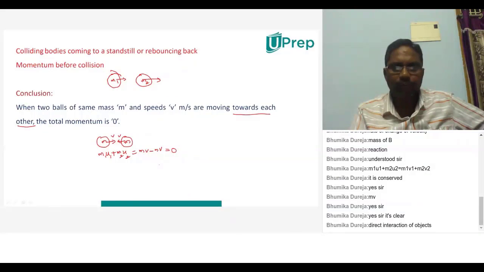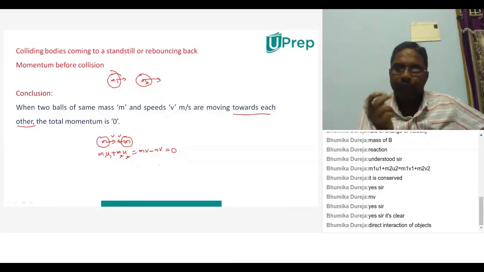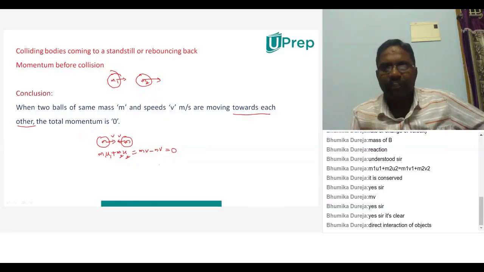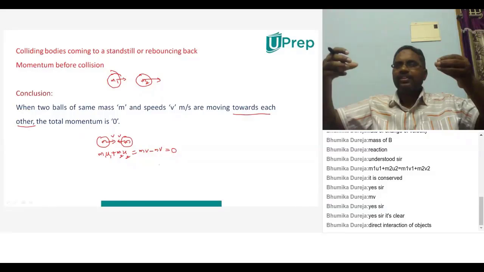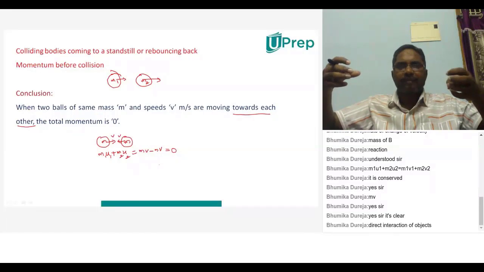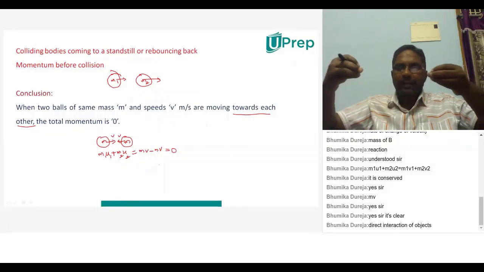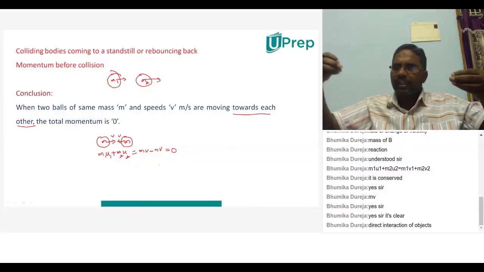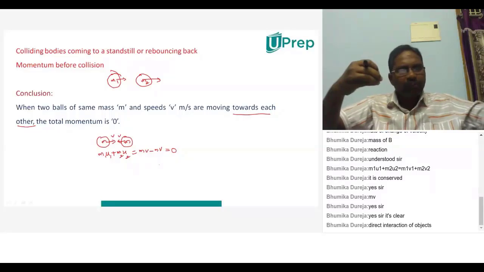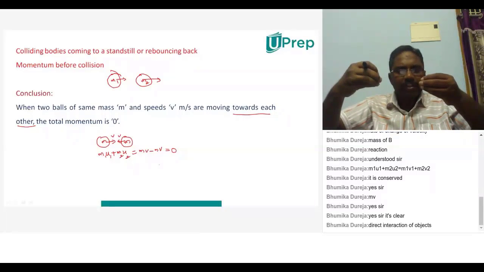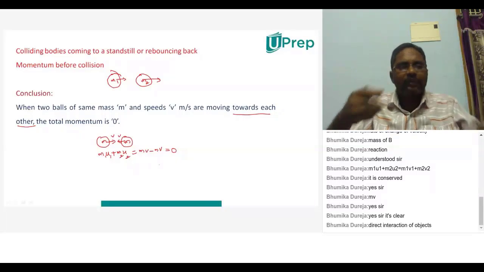Arnav? Yes, sir. Right. Have you understood here? m1 u1 plus m2 u2 is equal to 0 is coming. How is 0 coming? Two objects are there. This is the first ball and this is the second ball. Both are having the same mass. Both are coming towards each other. Coming towards each other means if I take the velocity of the first object as positive, the velocity of the second object will be negative.